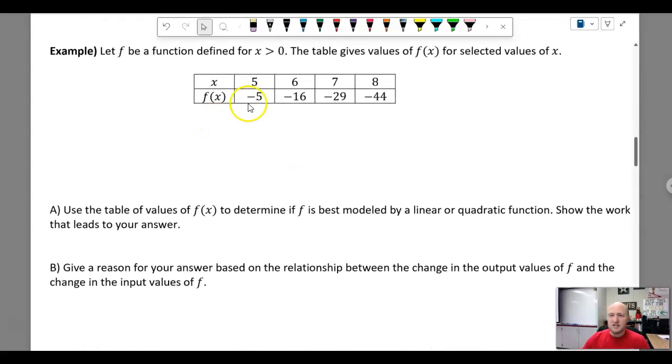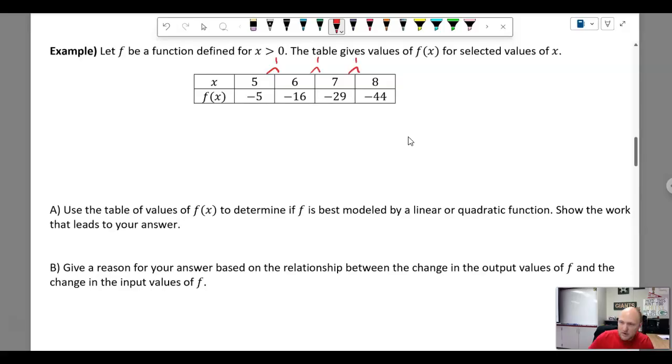Let's go ahead and look at an example. This is a type of question that you'll see on the AP Precalculus exam. Let f be a function defined for x greater than 0. The table gives values of f of x for selected values of x. And what you notice right away is that we have consecutive equal length input value intervals.